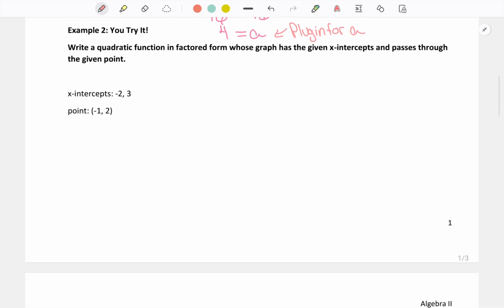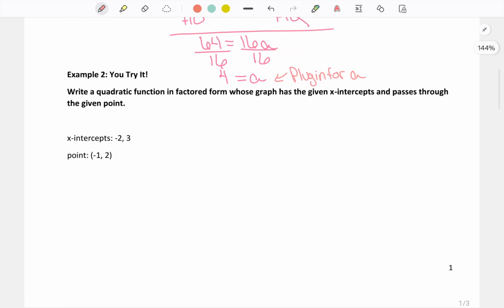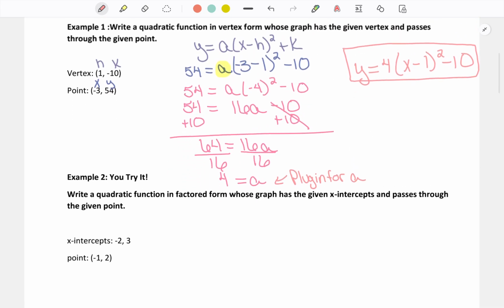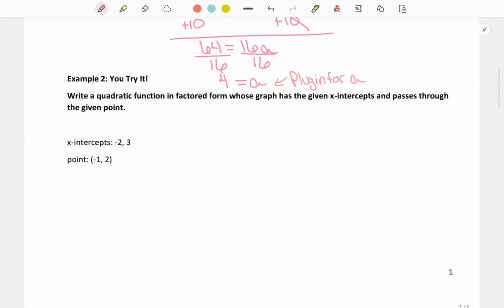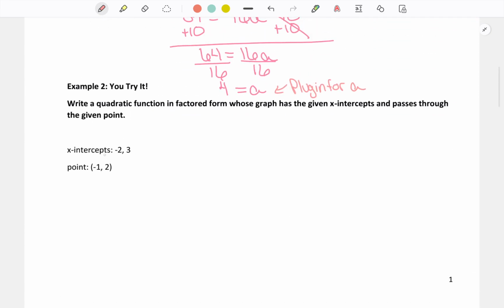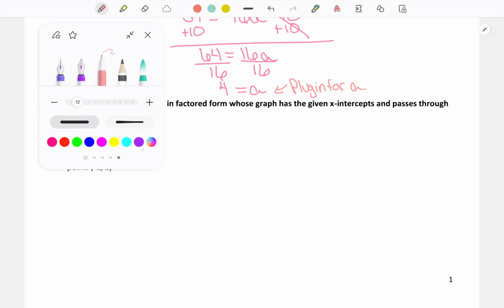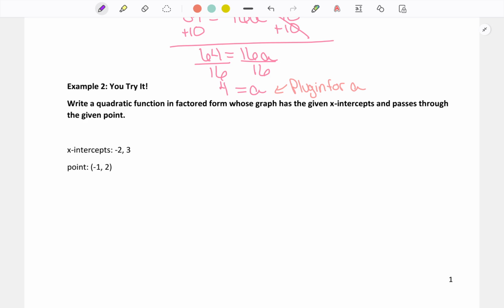All right, so now I want you guys to pause the video and actually, no, I don't want you to. I don't know why that is actually there. Okay, because it shouldn't be there because that is in intercept form. So we are going to use intercept form. So intercept form is y equals a times (x minus p) times (x minus q).